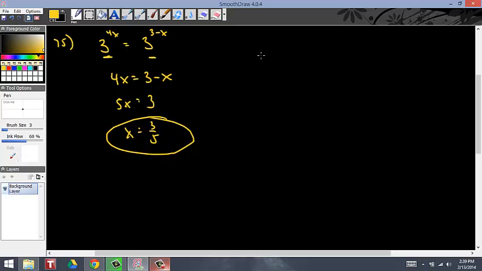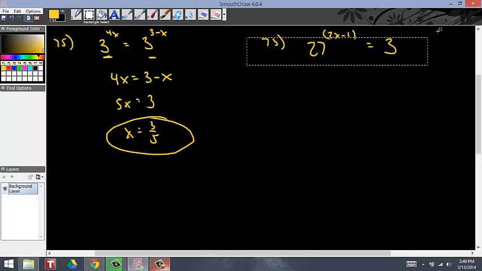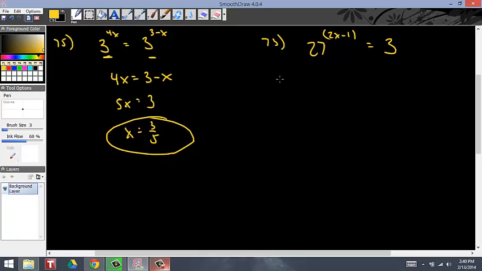What do you think they're going to do to make this problem really, really hard? Change the bases. An example of this would be number 73. 27 to the 2x minus 1 equals 3. I'm going to refer back to that. I'm actually going to copy this problem down because I want to reference this another time. What base do 27 and 3, Jake, have in common?